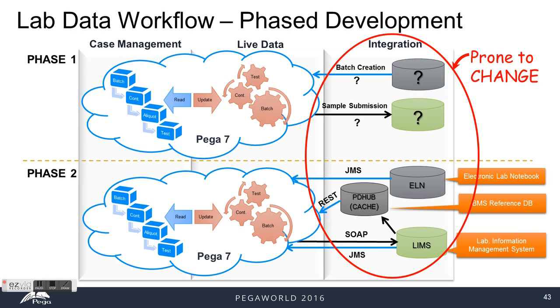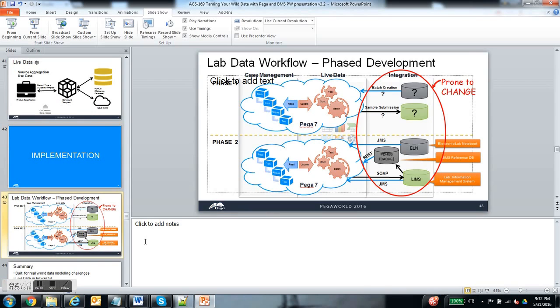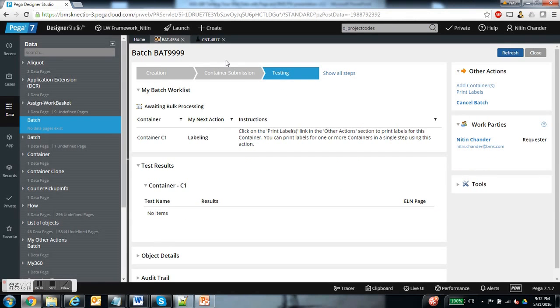One of the other things that we discovered during this phase was that in addition to these two systems, we would also need to integrate with a third system called PD Hub, which is where reference data is housed at BMS, and this integration would be performed using REST web services.